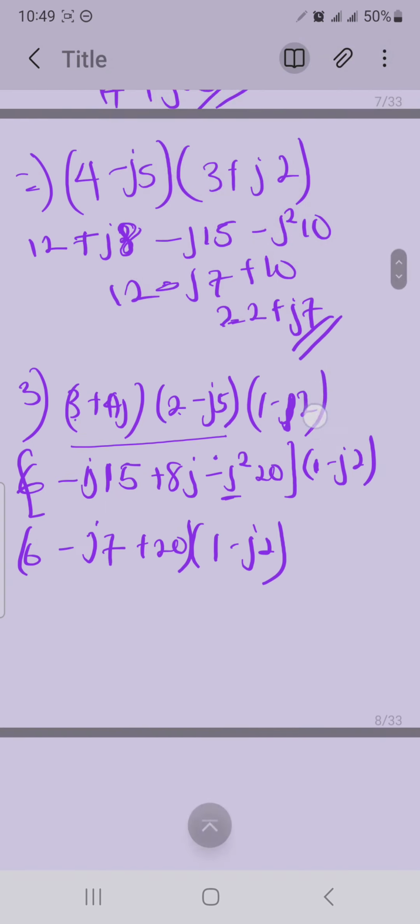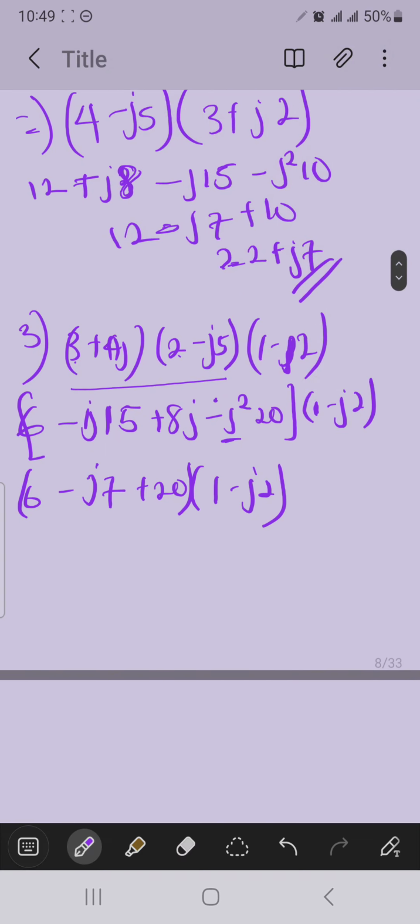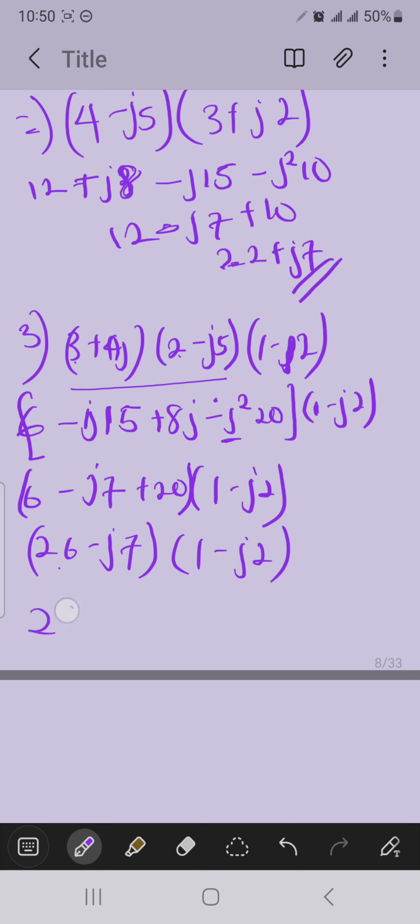So now this one turns to 20 plus this. We have 26 minus 7j into bracket 1 minus j2. So 26 times this, 26 times minus this, minus 52j. However, j times this, minus 7j or 7i.